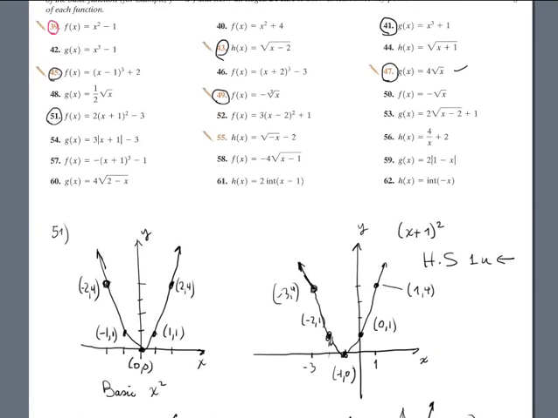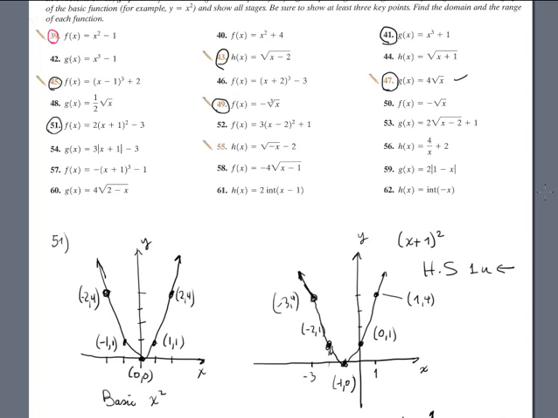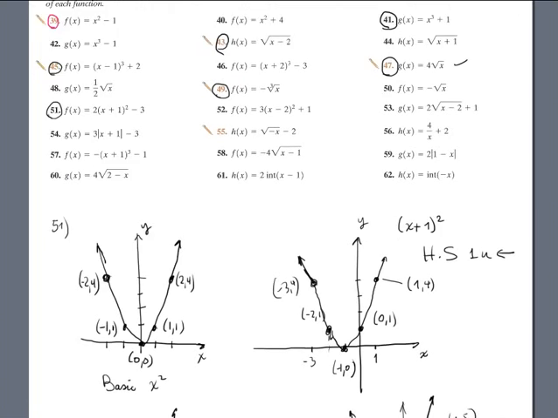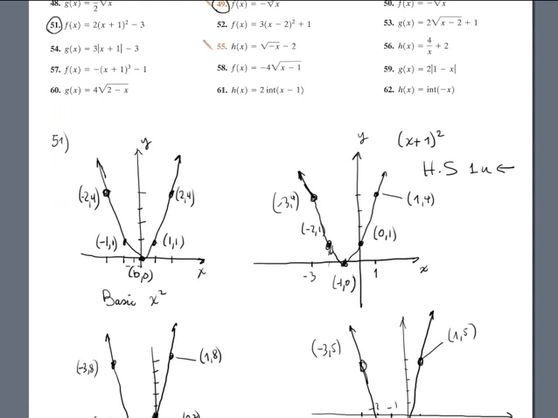Okay, 51. 51 is 2 times parenthesis x plus 1 squared minus 3. Okay, we start from the basic parabola. The basic square function is this. You know very well the typical points (0, 0), (1, 1), (-1, 1), (2, 4), and (-2, 4). Okay, the first transformation, x plus 1, represents a horizontal shift 1 unit to the left. So any point is decreasing the first component x by 1 unit. So suppose this is 0. 0 minus 1 is negative 1.